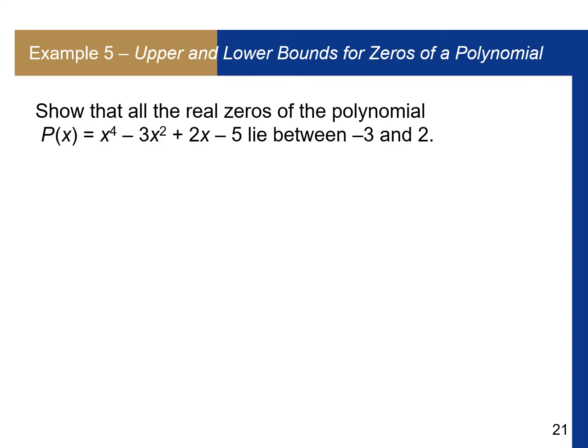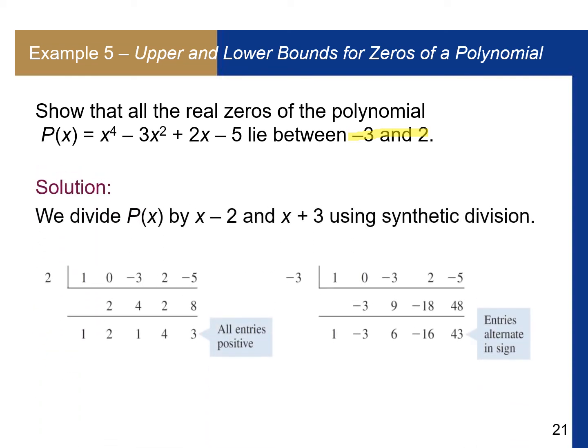So let's show all the real zeros of the polynomial. Here, I'm going to take a look. I know that all my possibilities are between -3 and 2, so I'm going to check. First, I'm going to try 2. And when I check 2, I see that all of these answers are positive. Since they're all positive, that tells me that in fact 2 is the biggest number that I have to be a 0 in this problem.